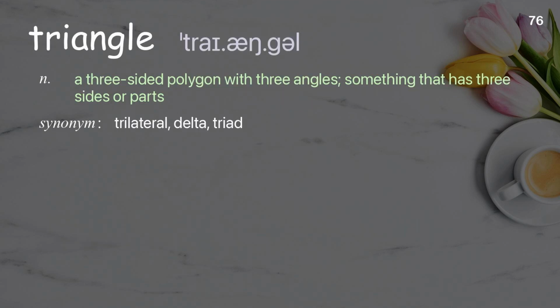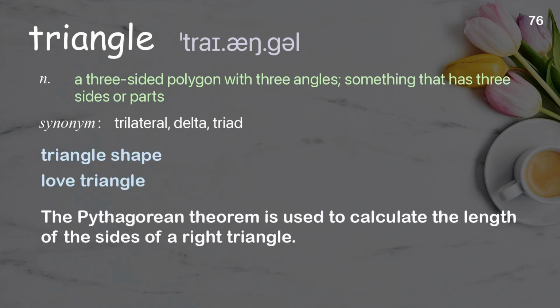Triangle: a three-sided polygon with three angles, something that has three sides or parts. Examples: triangle shape. Love triangle. The Pythagorean theorem is used to calculate the length of the sides of a right triangle.